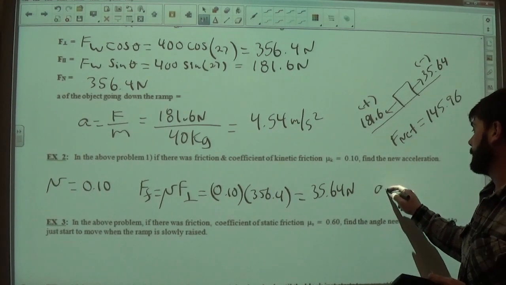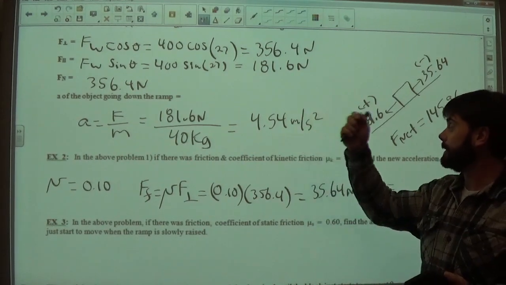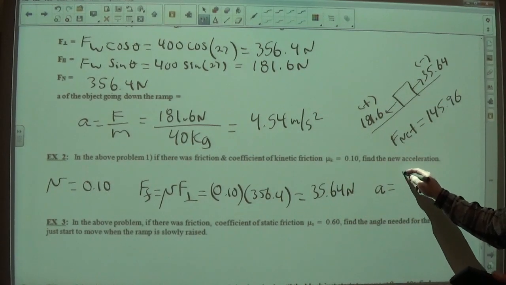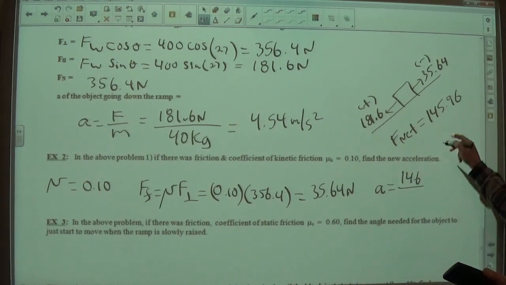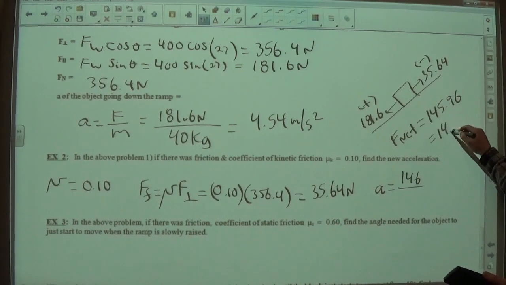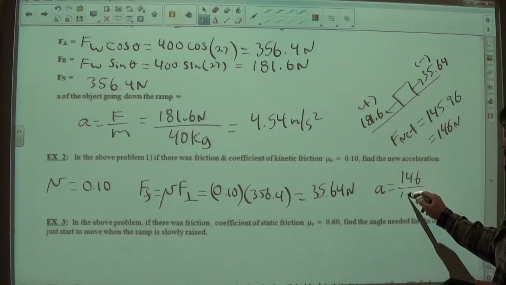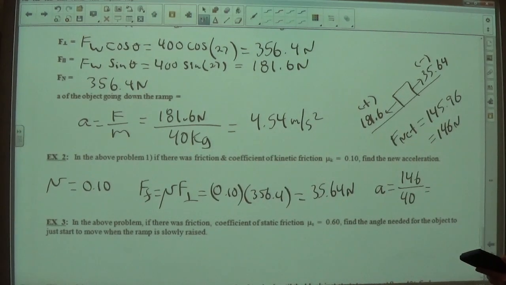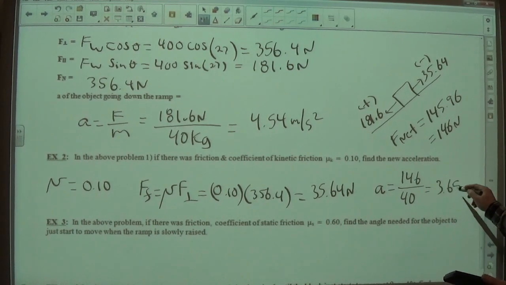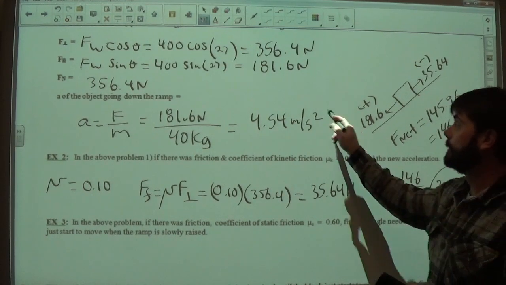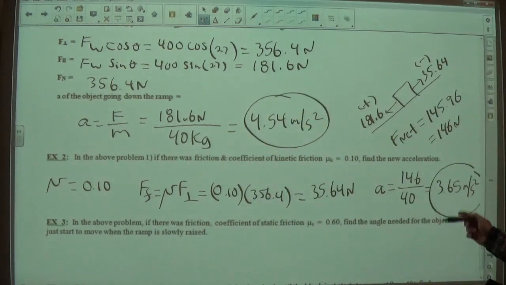This gives me a net force of 145.96. So to figure out our acceleration here, we're going to do the force net, which is less than our previous problem. I'm just going to round this to 146. That's the net force we have, and then the mass from the previous problem is the same, mass doesn't change, it's still 40 kilograms. So I'm going to do 146 divided by 40, and this gives me 3.65 meters per second squared, with a coefficient of friction equal to 0.10 versus without any friction.